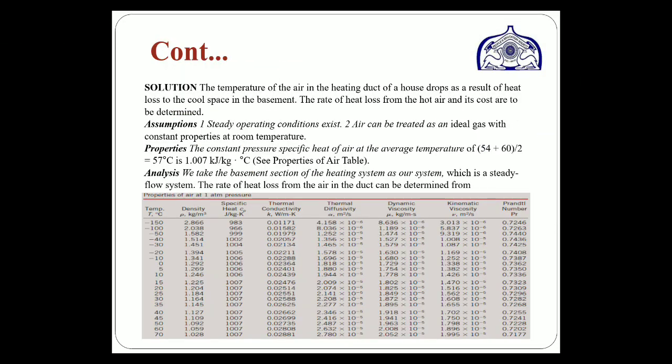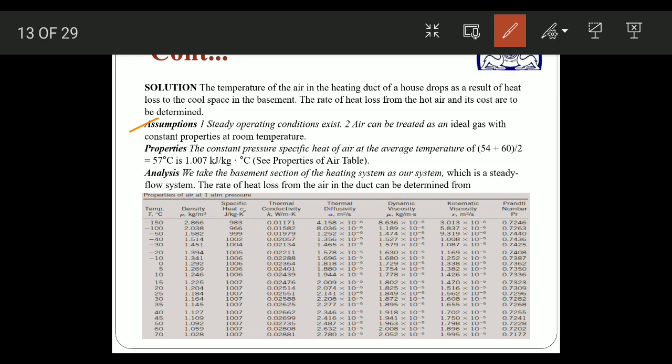Now let us try to solve this question. Here again we have to make assumptions. Steady operating conditions exist. Air can be treated as an ideal gas with constant properties at room temperature. Now the properties we can take from this particular table: the constant pressure specific heat of air at the average temperature, that is 54 plus 60 divided by 2, which is equal to 57 degrees Celsius. Okay, so at 57 degrees Celsius, from this chart, we get the value of 1.007 kilojoule per kg degree Celsius. In the analysis, we take the basement section of the heating system as our system, which is a steady flow system.